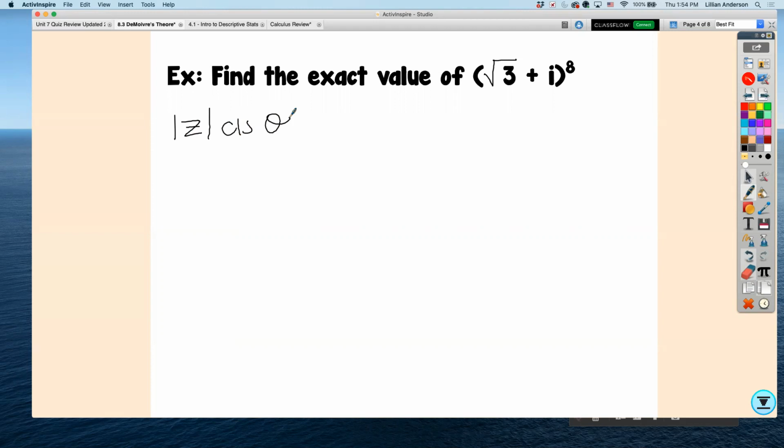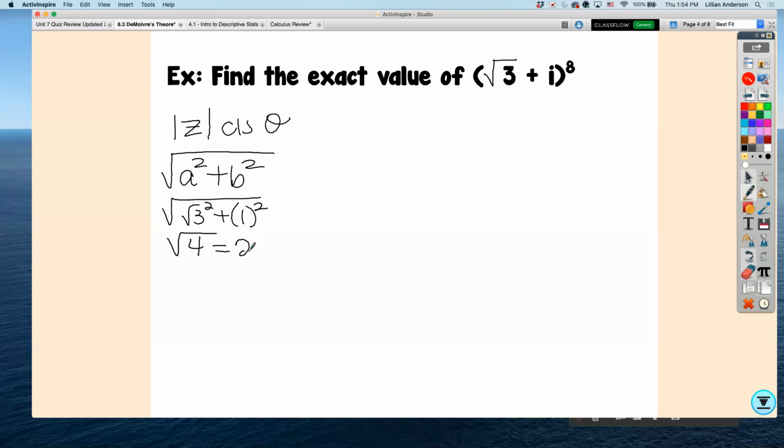So we need to figure out the modulus of this problem. How do I find that again? The square root of a squared plus b squared. A is square root 3, so I have root 3 squared plus b, which is 1 squared. When I square a square root, it goes away. So this is nothing but the square root of 4, which is 2.